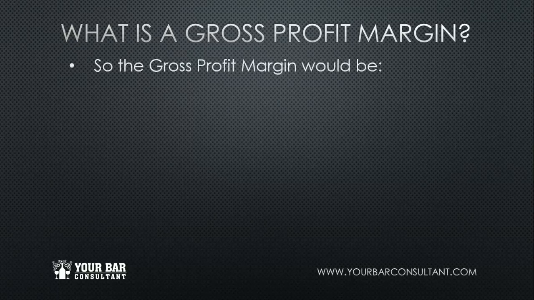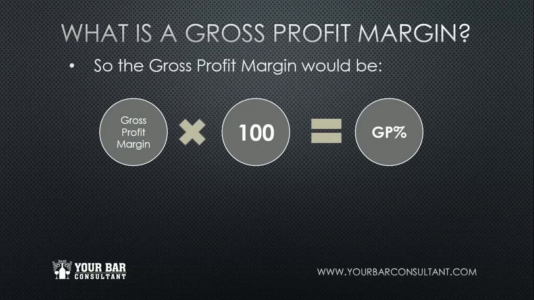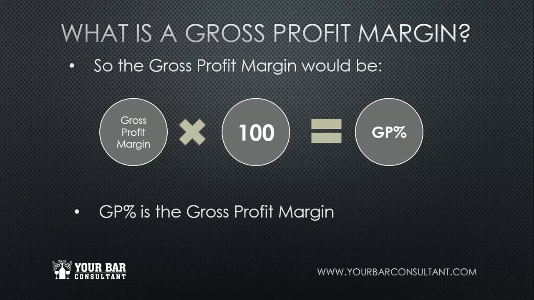So to write gross profit margin down as a percentage, we do this. It's the gross profit margin that we've just calculated multiplied by 100 equals GP percentage. And GP percentage is the way of writing gross profit margin in a shorthand, and it'll be what most people doing this course are used to seeing, and it'll be what you'll be using a lot once you've learnt it.